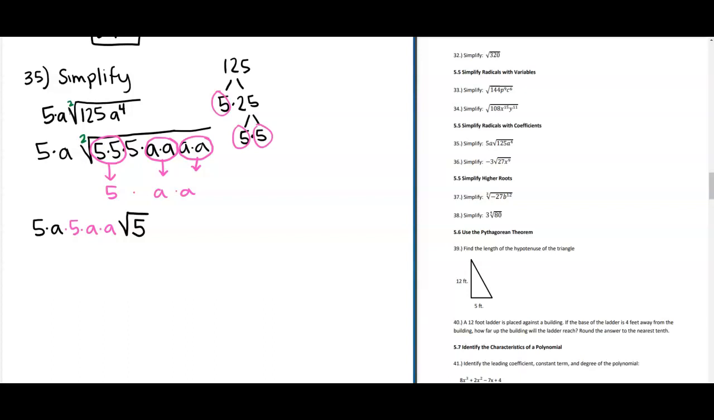Now I've got to simplify the stuff on the outside. And remember, whenever anything comes out of the square root, you're going to multiply by anything that's already out there and multiply together. So I've got 5 times 5, which is 25. A times a times a, which is a to the 3rd power. And then that square root of 5. So that would be my simplified answer. When you're simplifying, you're just trying to figure out what is inside the square root that has a pair that could come out.